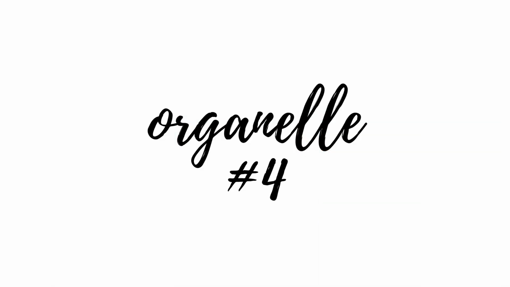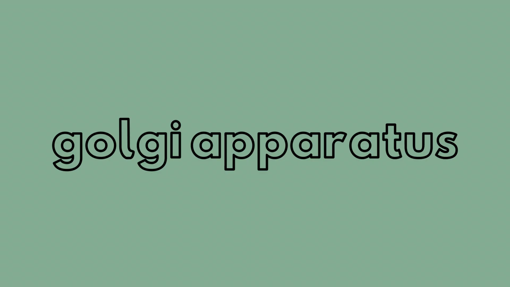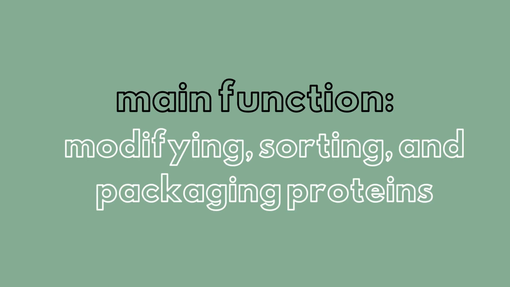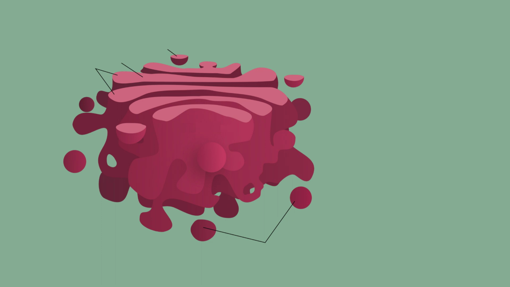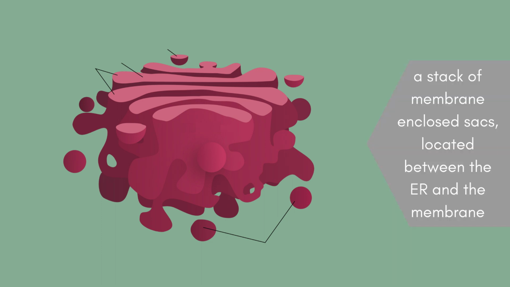Let's look at the fourth organelle, the Golgi Apparatus, which can also be referred to as the Golgi body. The main function would be to modify, sort, and package proteins. This is a Golgi apparatus, or a stack of membrane-enclosed sacs located between the ER and the cellular membrane. Let's pretend that this side faces the ER.